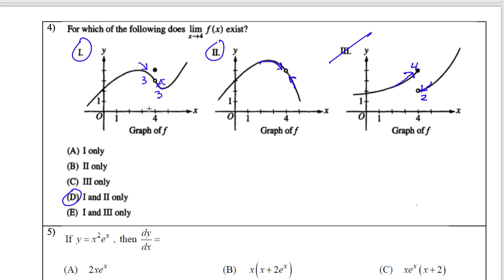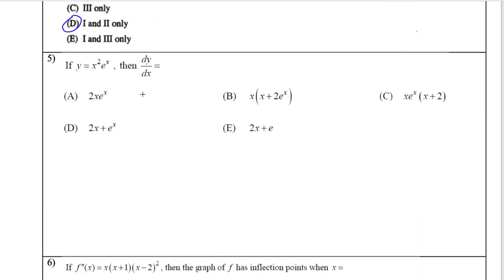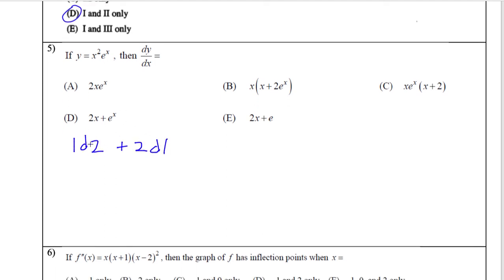All right. Number 5, product rule. I have y is equal to this, and there are 2 variables. I have an x and an x, so product rule, 1 d2 plus 2 d1. 1 is x squared, d2. The derivative of e to the x is e to the x. Then the inner is x, or sorry, the inner is x. The derivative of the inner is 1. I don't have to worry about the derivative of the inner. Plus 2. 2 is e to the power of x. d1 is 2x.